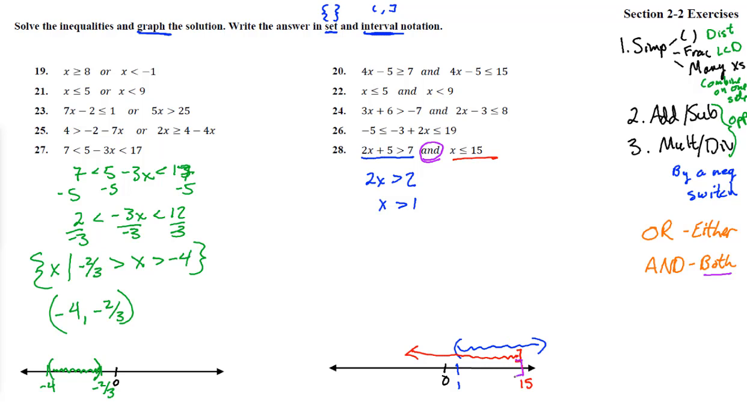So we have from 15 all the way down to 1, and we can write it in that shorthand that x is less than or equal to 15, greater than 1, and that's our set notation. And our interval notation is from 1 to 15. Open on 1, we don't hit it, and closed on 15, we are equal to it. Excellent.